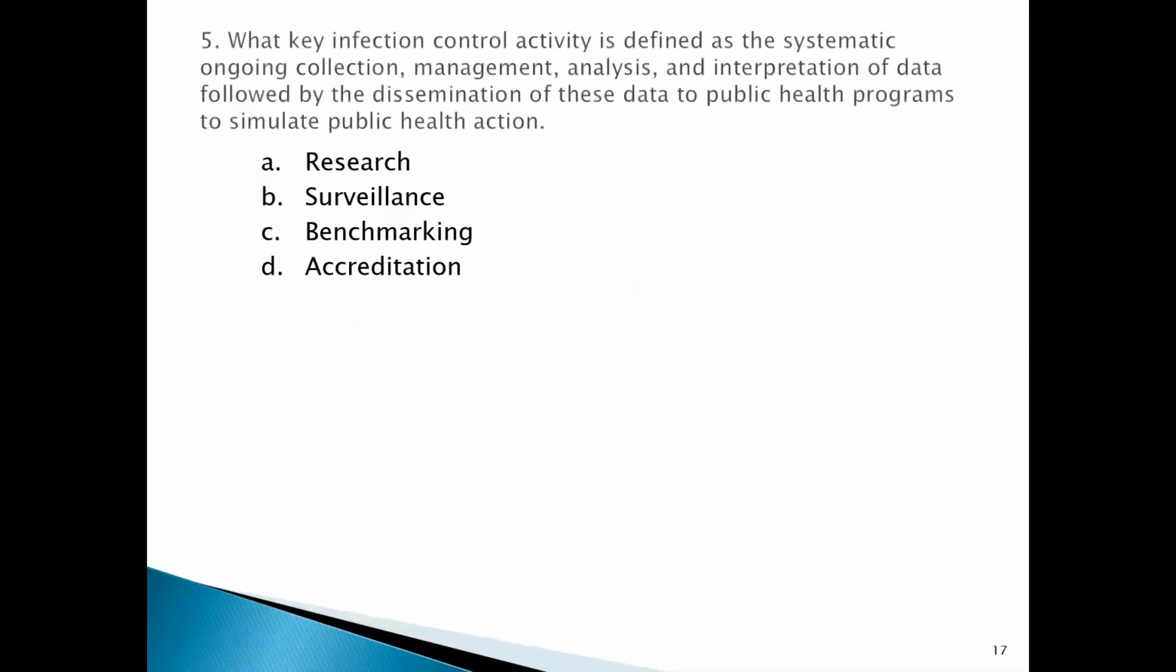So what key infection control activity is defined as the systematic ongoing collection, management, analysis, and interpretation of data, followed by the dissemination of these data to public health programs to stimulate public health action? A, research, B, surveillance, C, benchmarking, and D, accreditation.